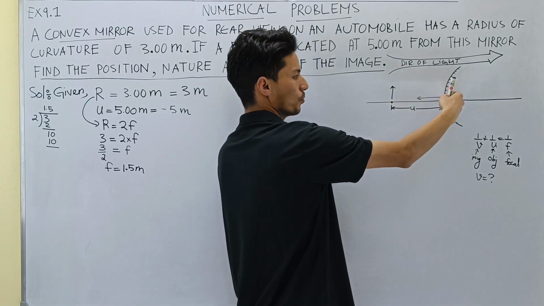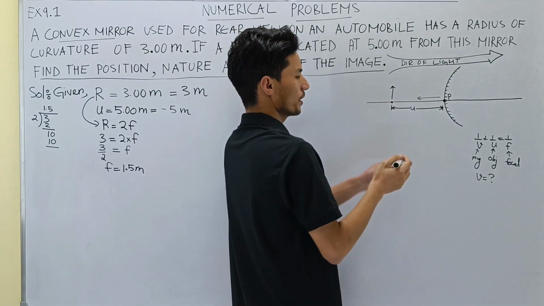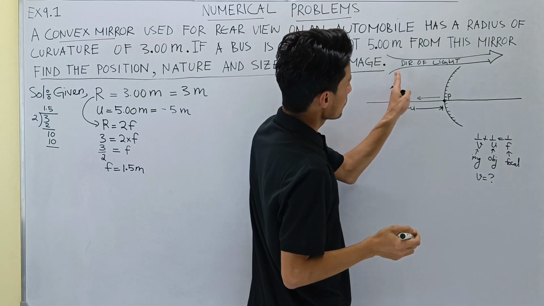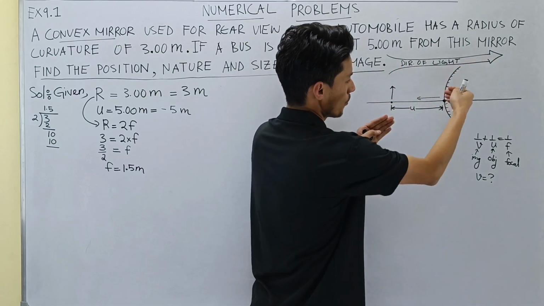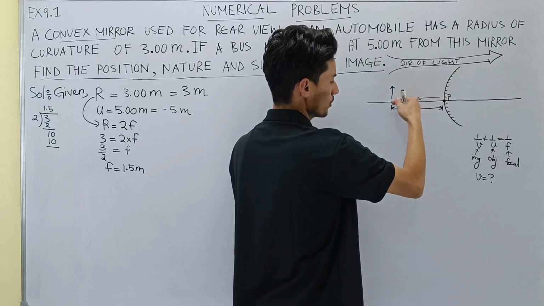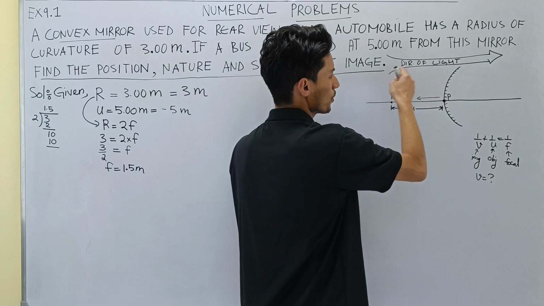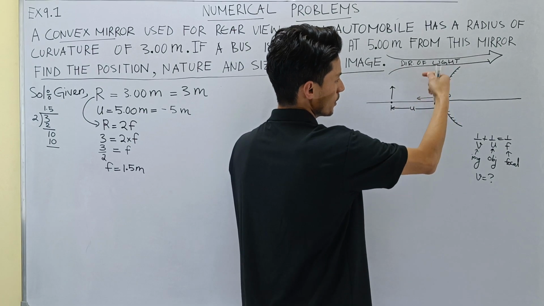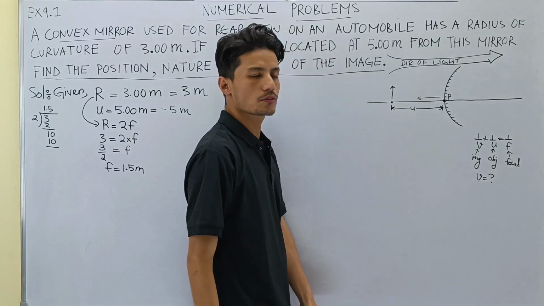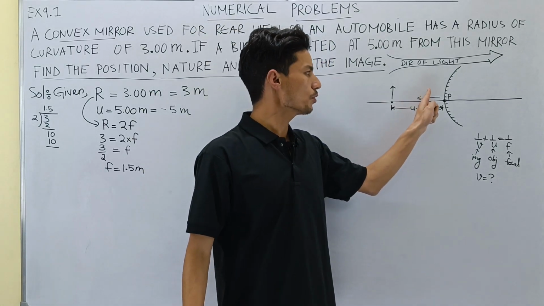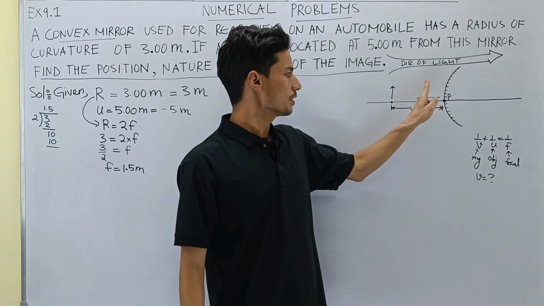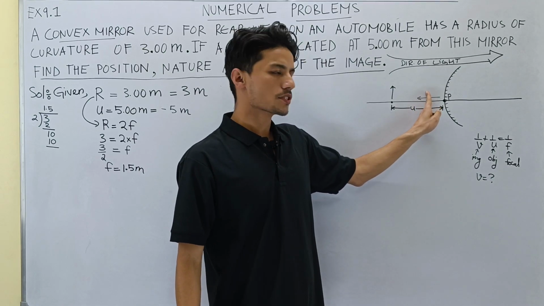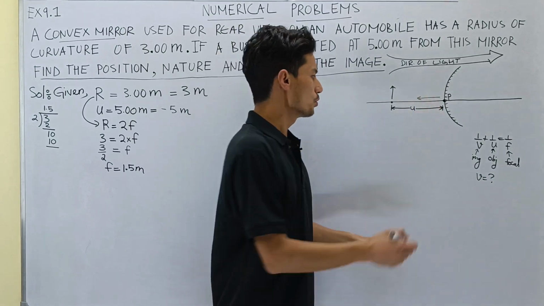You are walking from the pole towards me, whereas light is going from left to right. The direction of light is opposite to our walking. You are walking from P to this point. Light is going from this point to this point. So check your direction and the direction of light. Are you moving along the direction of light, or opposite to it? You are moving opposite to the direction of light, isn't it? Whenever we move opposite to the direction of light, we get a negative value. So u will be minus.